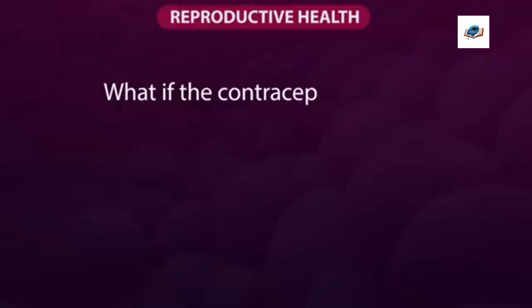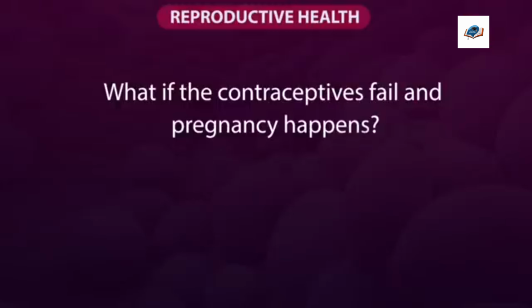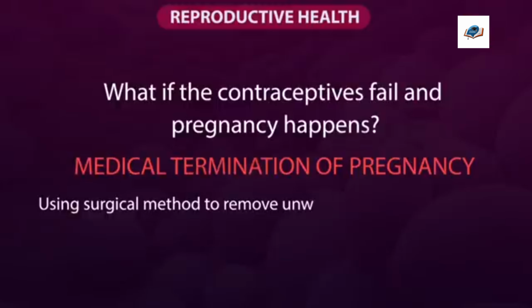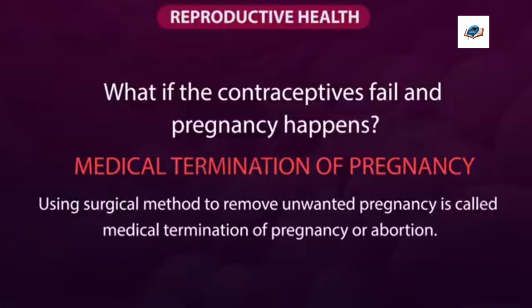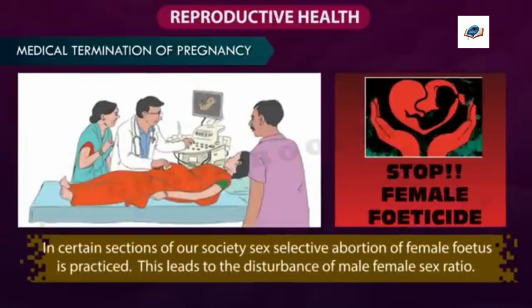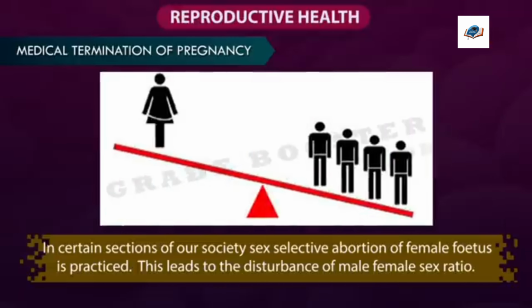What if the contraceptives fail and pregnancy happens? Medical termination of pregnancy. Using surgical methods to remove an unwanted pregnancy is called medical termination of pregnancy or abortion. In certain sections of our society, sex-selective abortion of the female fetus is practiced. This leads to the disturbance of the male-female sex ratio in the population.